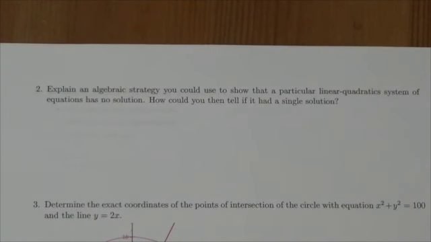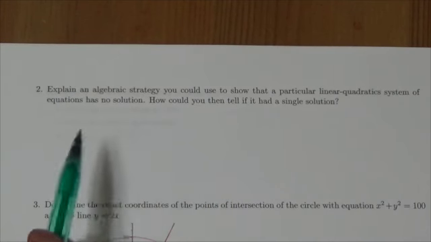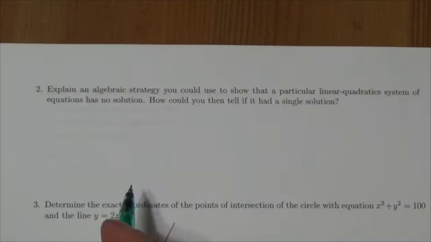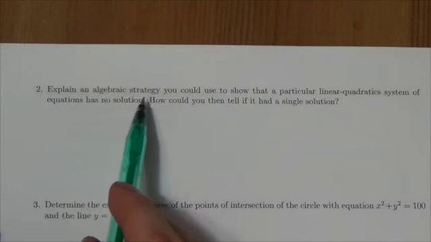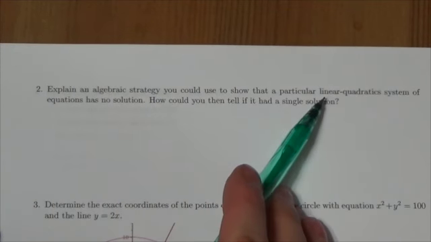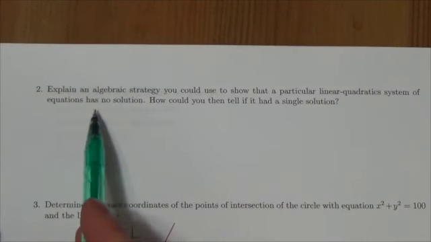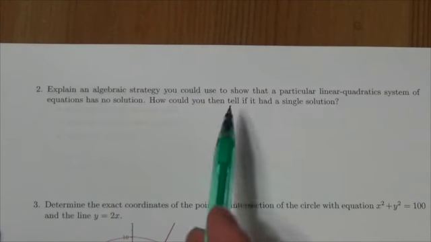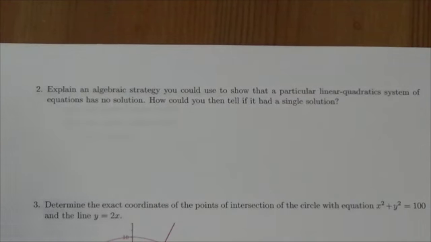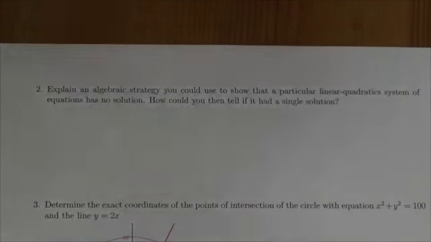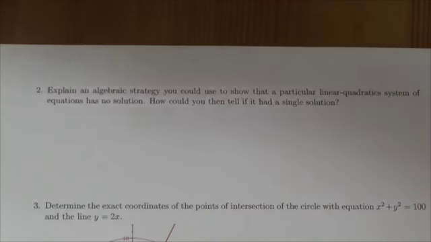All right, question number 2. I like this question. I really do. I also think that this is the sort of question that the curriculum is really interested in students being able to answer here. Explain an algebraic strategy you could use to show that a particular linear quadratic system of equations has no solution. How could you then tell if it had a single solution? Basically, how can you tell in this given scenario whether or not this thing has a solution?